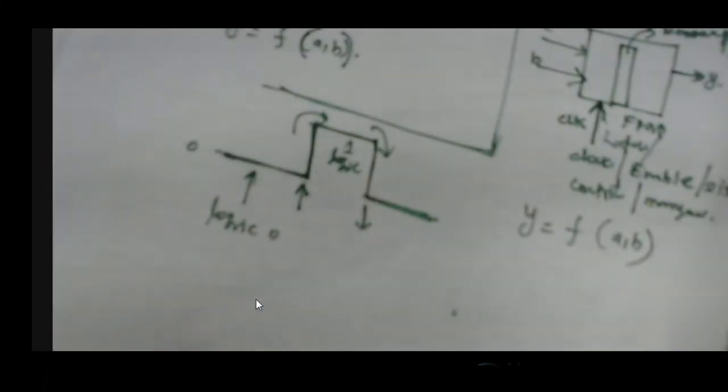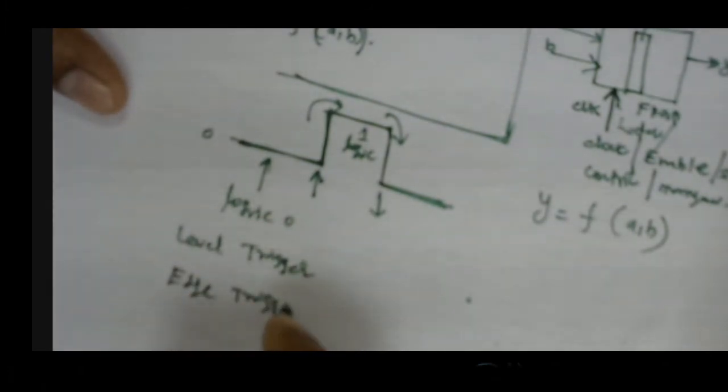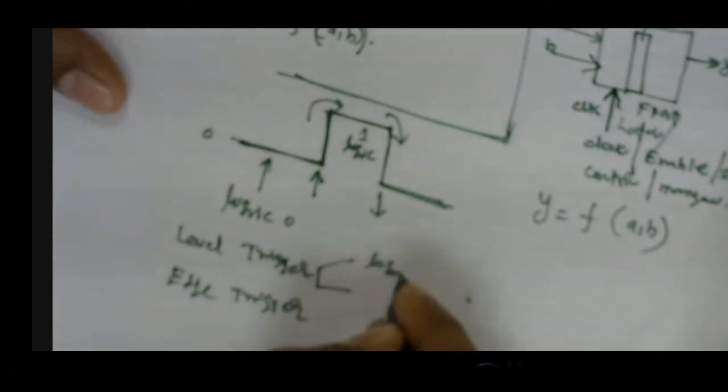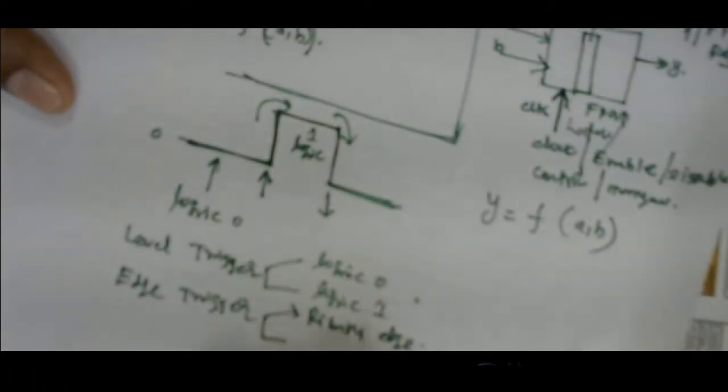Therefore, two more classifications are there in the VLSI technology, particularly for FPGA. One is a level trigger, another one is the edge trigger. The level trigger is again two types: logic 0 and logic 1 now. And edge trigger is again two types. One is a rising edge. Another one is the falling edge. Rising edge and falling edge now, right?